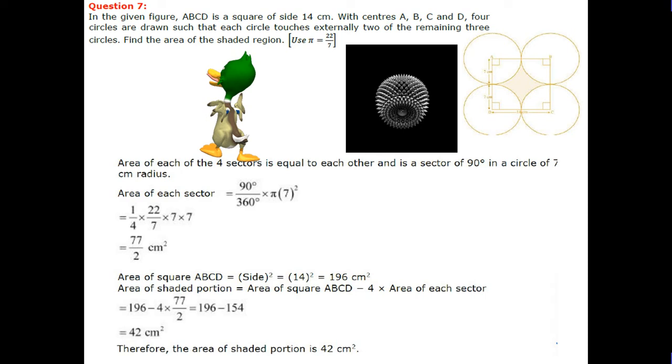The areas of the four sectors are equal to each other and each sector is 90 degree. In the circle of 7 centimeter radius, area of sector equals 90 pi r square upon 360, which is 77 upon 2 centimeter square. Area of square ABCD is side square, 14 square, 196. Area of shaded portion is area of square ABCD minus 4 into area of each sector, 196 minus 4 into 77 upon 2, which is 42 centimeter square. Therefore the area of the shaded portion is 42 centimeter square.